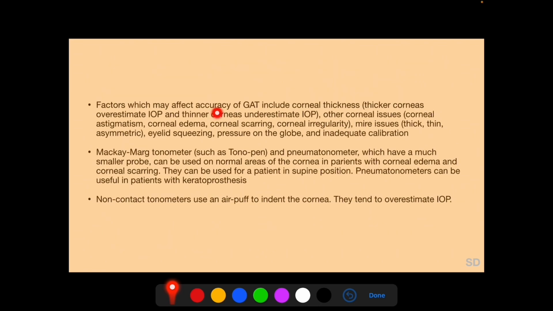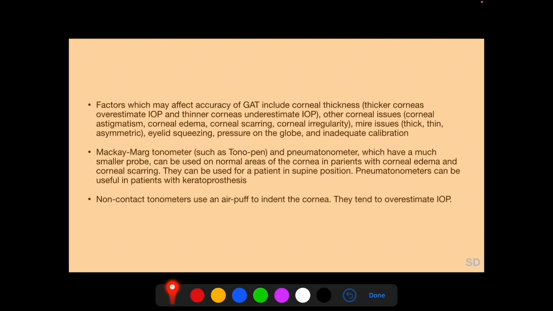Factors which may affect accuracy of IOP reading with the Goldmann applanation tonometer include corneal parameters such as thickness of the cornea, astigmatism, edema, scarring, and irregularity, mire issues such as thick mires, thin mires or asymmetric mires, eyelid squeezing, pressure on the globe, and inadequate calibration. Mackay-Marg tonometers such as Tono-Pen and Pneumatonometer, both of which have a much smaller probe, can be used on normal areas of the cornea in patients with corneal edema and corneal scarring.